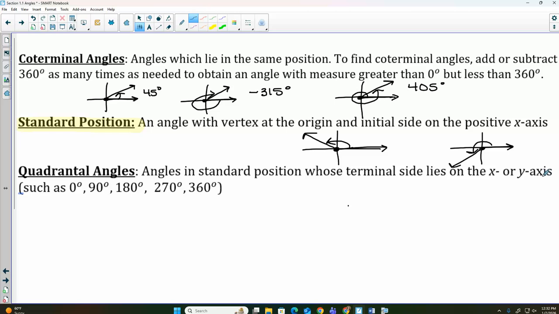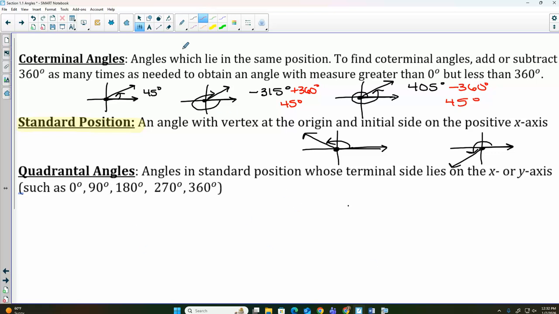And to figure out where to draw it, we usually just add or subtract 360. If I have negative 315 and I add 360 to it, what do I get? 45. If I have 405 and I subtract 360, what do I get? 45. So you can get to the same position. We typically give our angles as a positive number between 0 and 360. And so to get that, you just add or subtract 360.